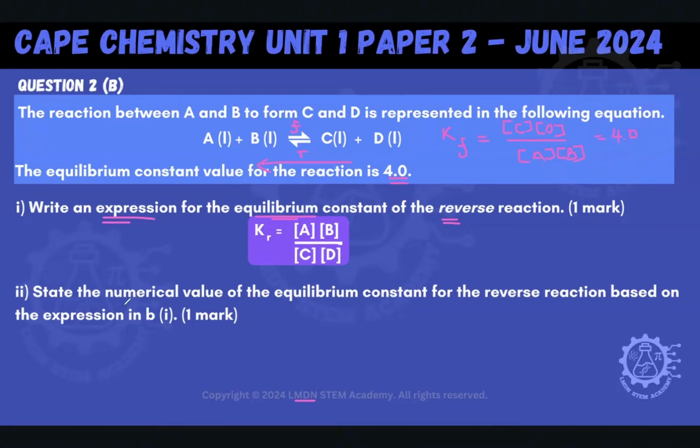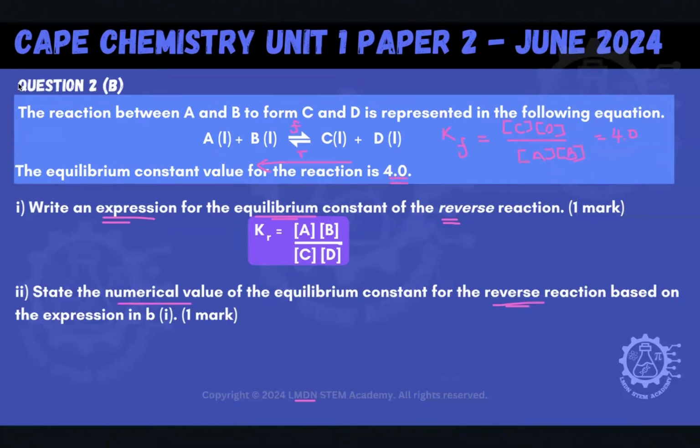So if we're to state the numerical value of the equilibrium constant for the reverse reaction, aka this one, Kr, when we look at the expression for Kr and we look at the expression for Kf, what do we see? We see that it's literally just a reciprocal, right? It's 1 over. If I compare [A][B] over [C][D] to [C][D] over [A][B], they're related by a reciprocal. So if I were to flip this, I would get this.